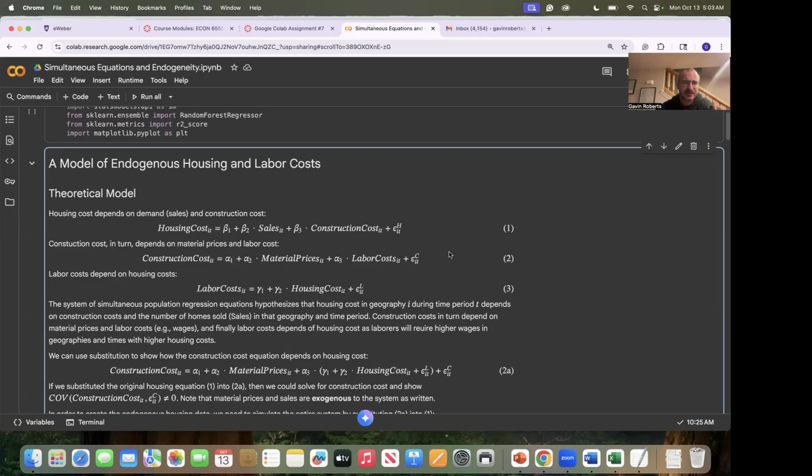And then the other thing I'm going to show you guys today is we can implement machine learning and combine those things with two-stage models like two-stage least squares. So I was going to show you some of that. That could be a fun thing to do for a project.